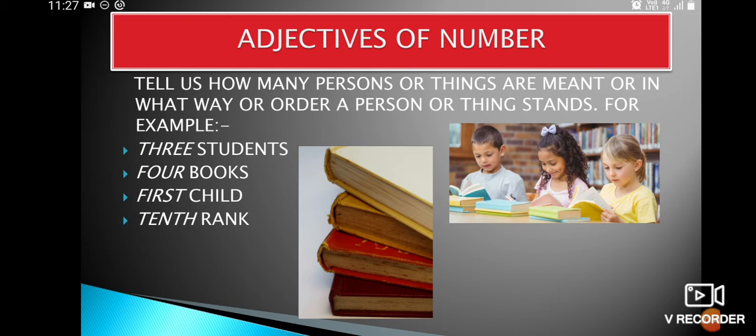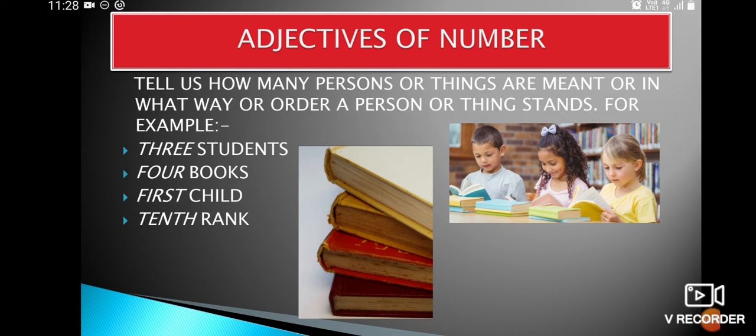So the words 3, 4 are telling you how many things or how many persons there are. And the words first and 10th are telling you about the rank, the order or the position of a child. For example, you have got first rank in the class. So first is telling your rank. So first is an adjective of number.